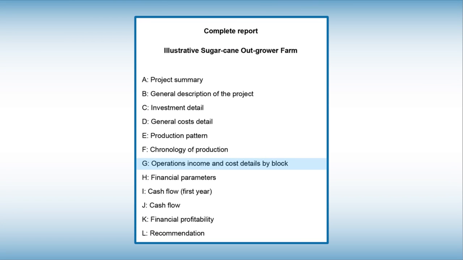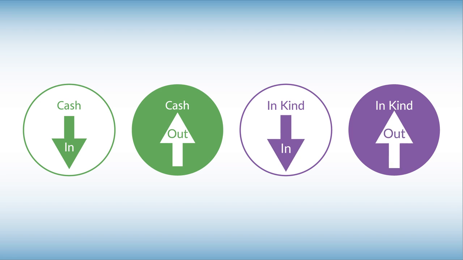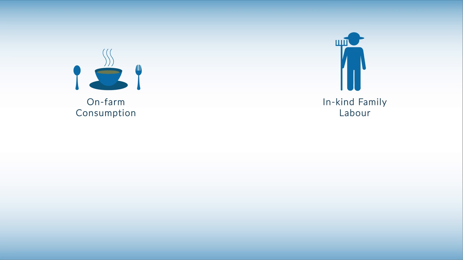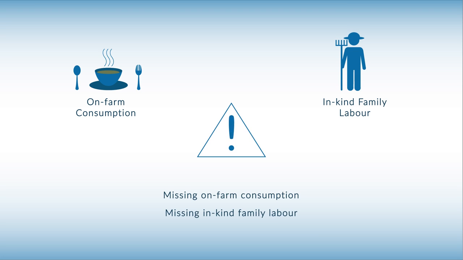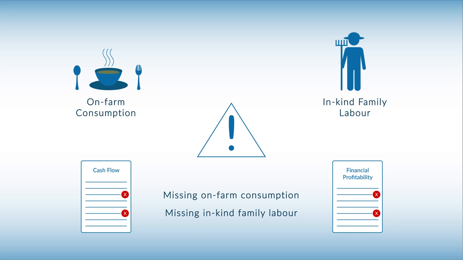In looking at operational income and cost details by block, it is important to properly assess both cash and in-kind inflows and outflows. Too often, on-farm consumption and in-kind family labor are not properly accounted for, leading to serious errors in the cash flow balance or the financial profitability of projects.